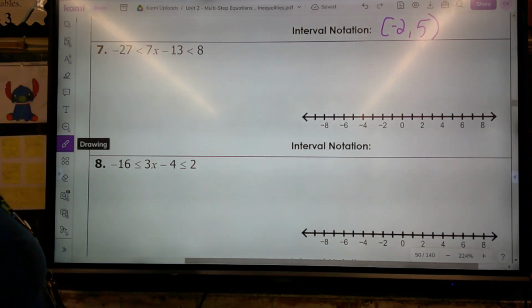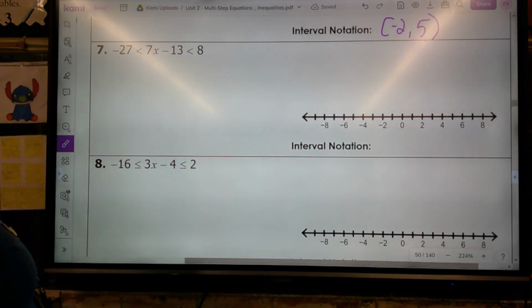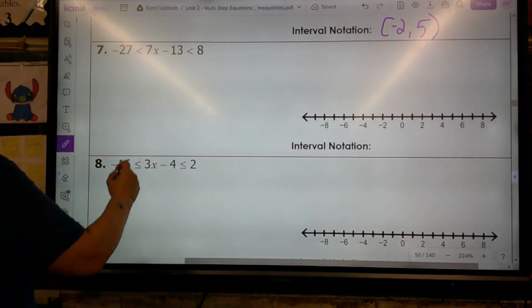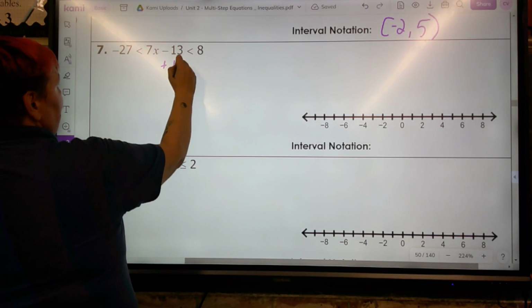All right, again, we need to isolate the x. So we're going to add 13 on both sides.